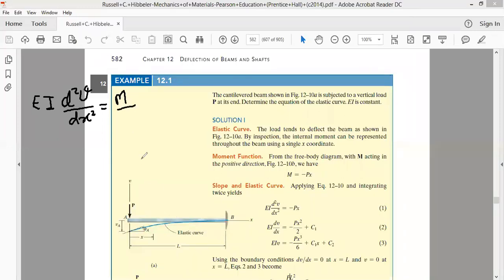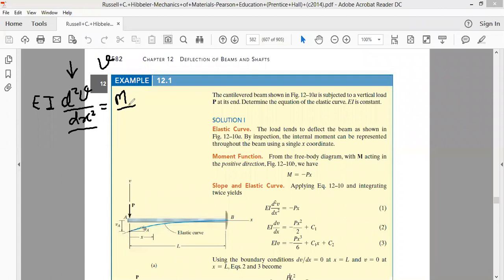If we solve this differential equation, the solution will be ν, where ν is the deflection. But in order to solve this differential equation, we should know the value of the bending moment. So the first step will be finding the bending moment of the beam.